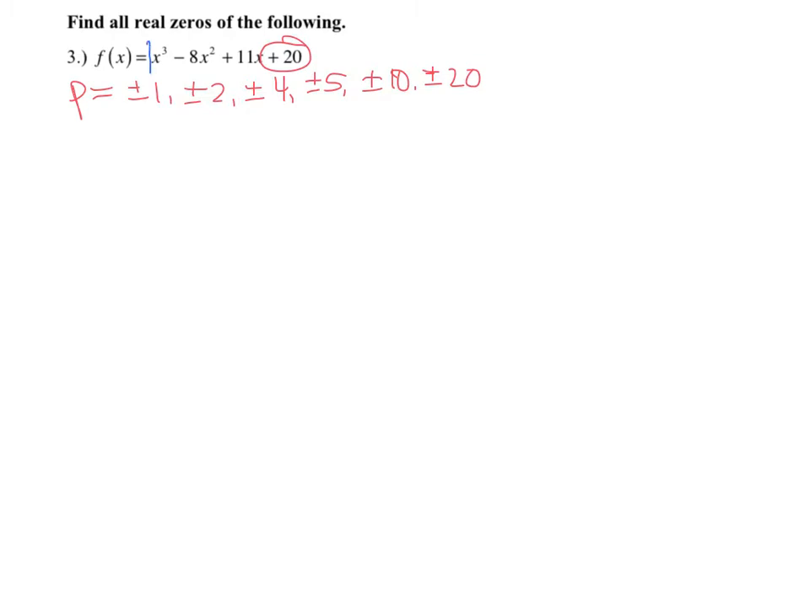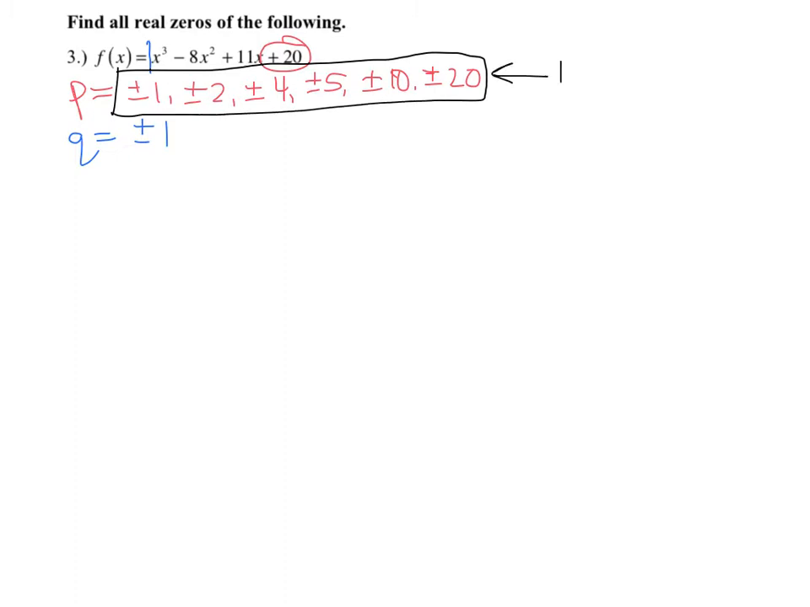My leading coefficient is 1. So for q, my factors of 1 are just plus or minus 1. Dividing by that wouldn't change anything but the signs, and I'm already considering all of the positives and negatives. So therefore, these are my possible zeros.